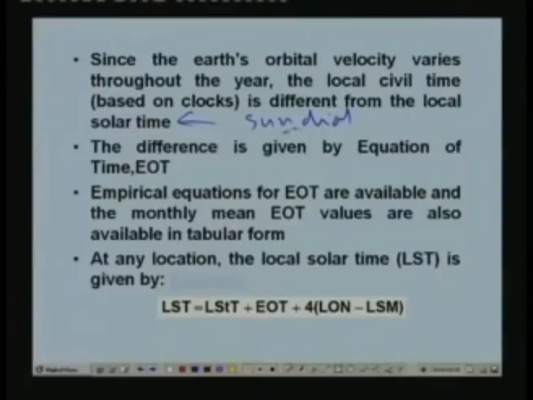You will find that these two are different. They are not exactly equal, and the difference between the local civil time and the local solar time is what is known as the equation of time, or EOT. Empirical equations for EOT are available. If you know the day of the year, you can calculate the equation of time for a particular day. It is taken as constant for a particular day, so you can calculate EOT as a function of the day of the year. The monthly mean values of EOT are also available in tabular form. If you look at ASHRAE handbooks, you will find the values of EOT.